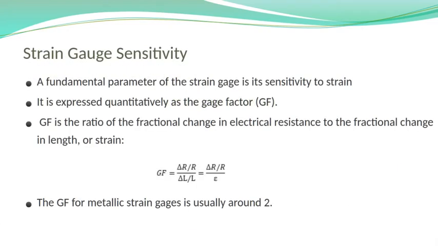Sensitivity of strain gauge is a fundamental parameter of strain gauge to strain and it is indicated as gauge factor. So, gauge factor is defined as the ratio of fractional change in electrical resistance to fractional change in length or strain. That is, GF is equal to delta R by R divided by epsilon. And for metallic strain gauges, the value of GF is usually around 2.